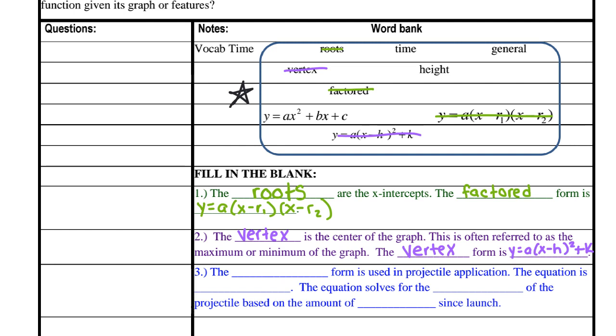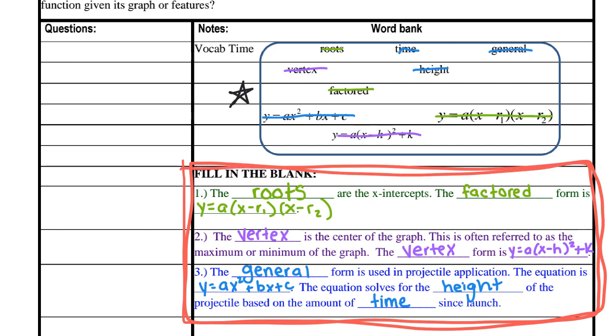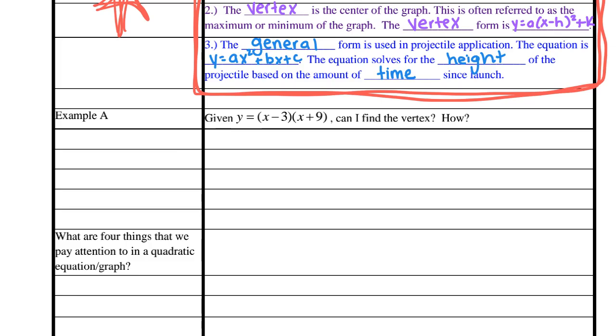The blank form is used in projectile application. The general form is used in projectile application. The equation is y equals ax squared plus bx plus c. The equation solves for the height of the projectile based on the amount of time since launch. This fill-in-the-blank section is going to be a great tool for you guys to use since it breaks all three of those different forms up into telling you really when you'll use them. So I'm going to make a big star over here, just so you know that that's a great thing for you guys to have written down.